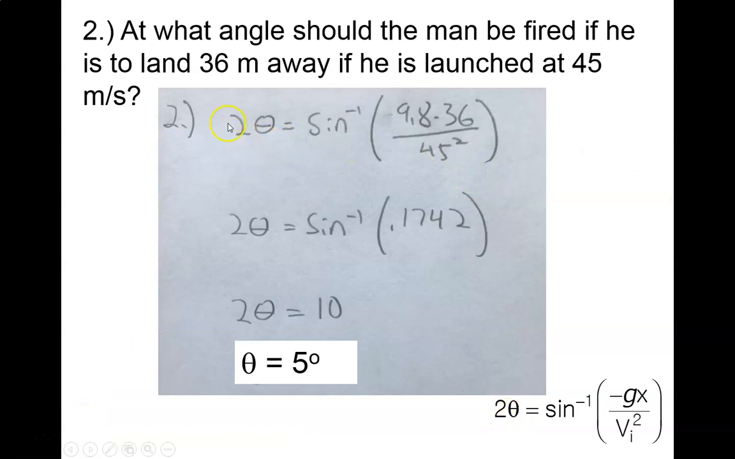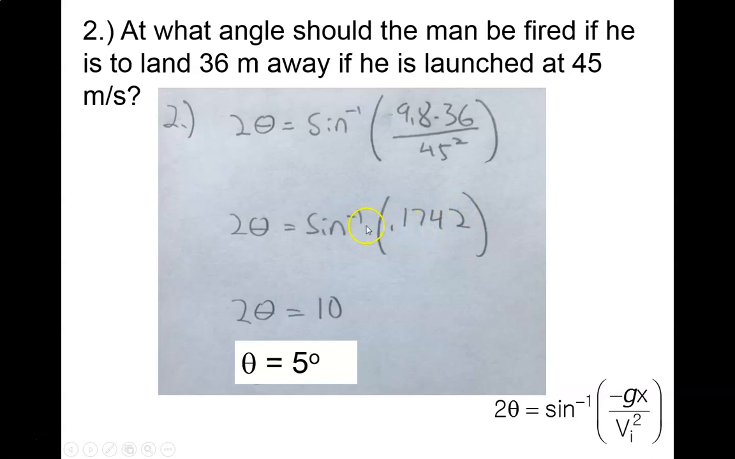So 2 theta equals the inverse sine of g, 9.8. Okay, don't let that negative screw you up. Times 36, which is the distance landed away, divided by v squared, so 45 squared. I went ahead and solved for all this first, and I got 0.174.